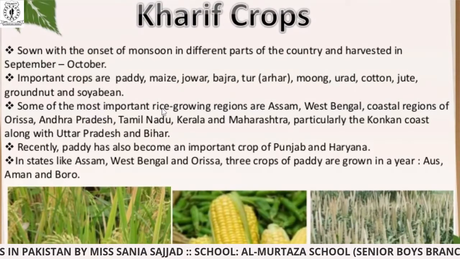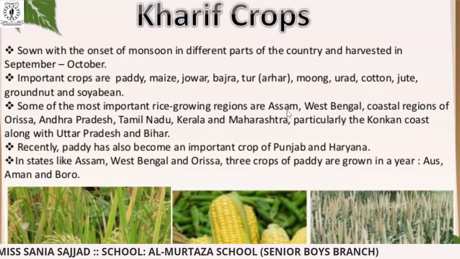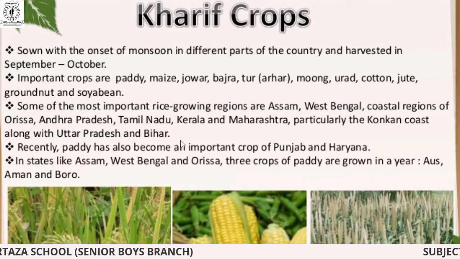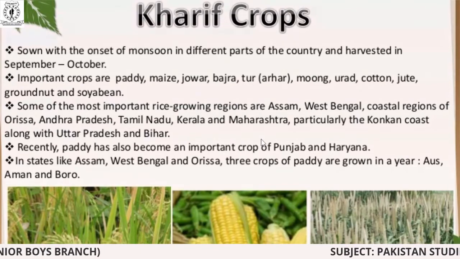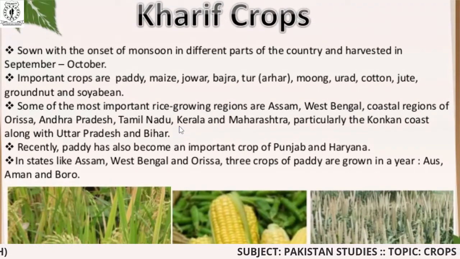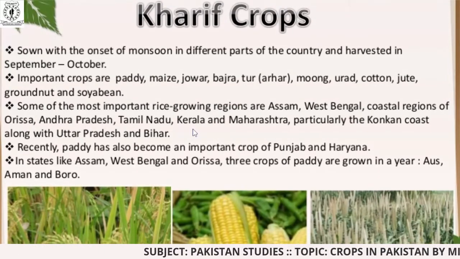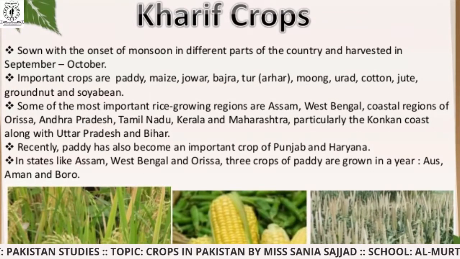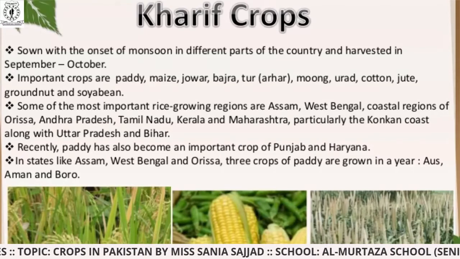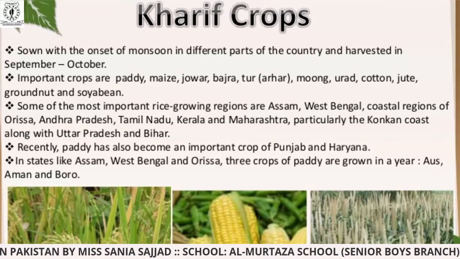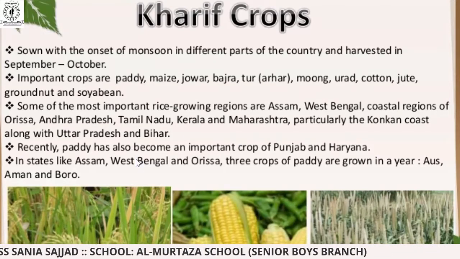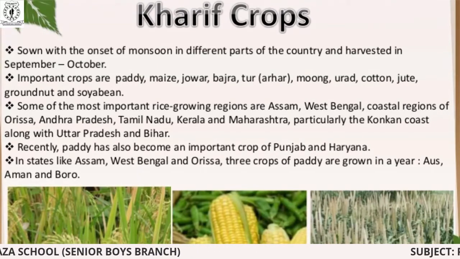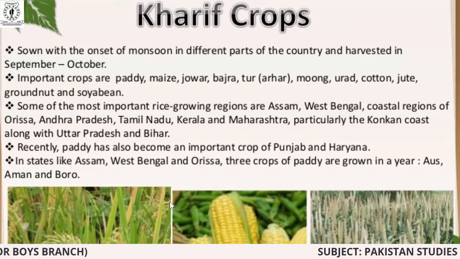Some of the most important rice growing regions are West Bengal, coastal regions of Orissa, and you can see these all are the major regions. But yes, when we talk about Pakistan, in Pakistan it is grown in Punjab, it is grown in other parts of Punjab as well. Recently, paddy has also become an important crop of Punjab and in states like Assam. And yes, in all of these states, there are other crops as well.